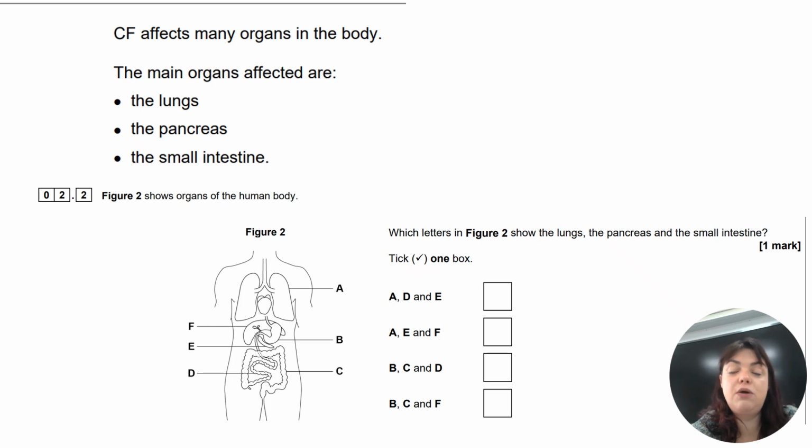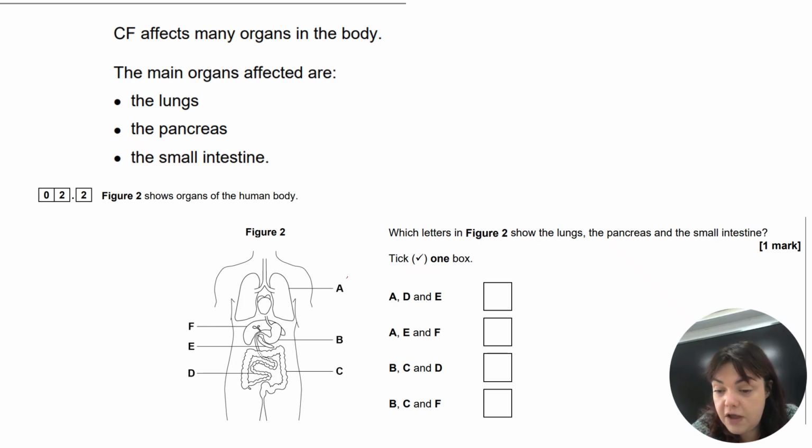CF affects many organs in the body. The main organs affected are the lungs, the pancreas, and the small intestine. Okay, so even though this is a paper 2 topic, it's leaning into your knowledge of paper 1, which is the digestive system, which is organization. So figure 2 shows organs of the human body. We've got A, B, C, F, E, and D all labeled for us there. Which letters show the lungs, the pancreas, and the small intestine in that order?